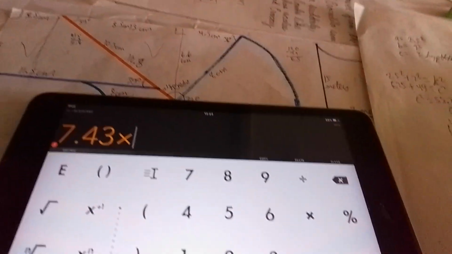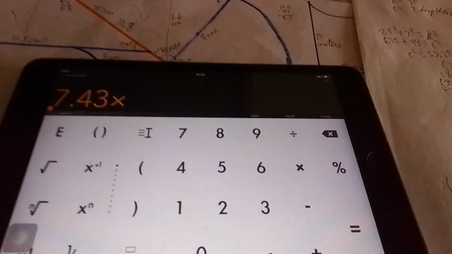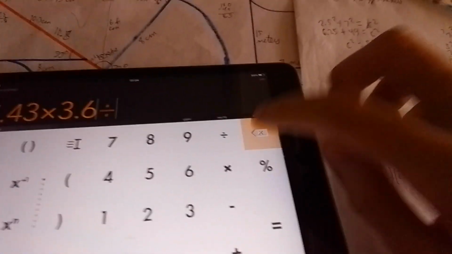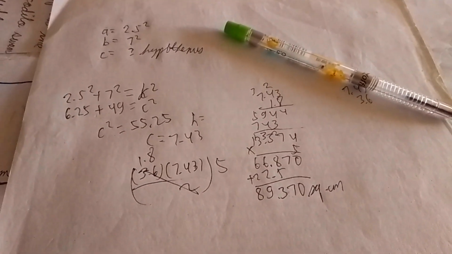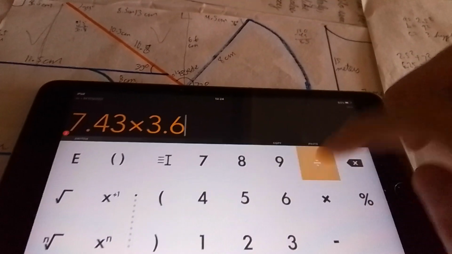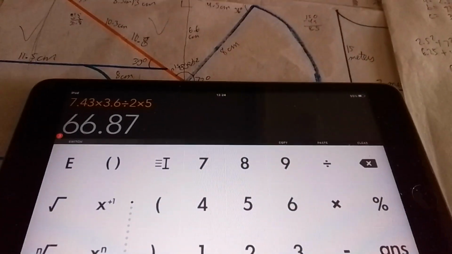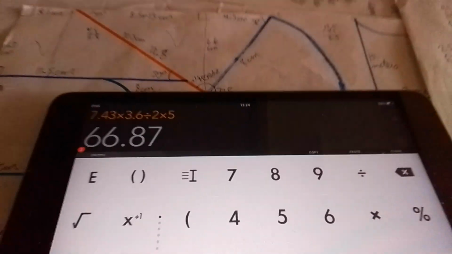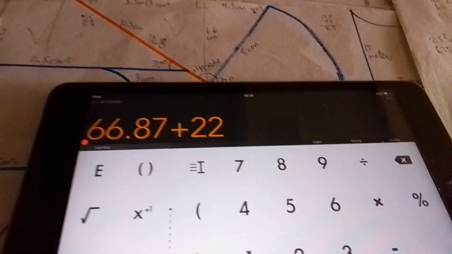Times, wait pala, that's supposed to be 3.6. Kasi yung 1.8, that pertains to the, ano yun? Sorry for my miscomputation. So, that's 3.6 pala. Sige, 3.6 na lang. And then, divide by, wait, tama. Diba, remember 1.8? I divide it na by 2. Sorry pala. So, therefore, 3.6 divide by 2 times 5. Did we get that answer? Yes. It's 66.87. Then, plus the area of the base, which is 22.5, we should get 89.37. Yun. And that's our answer.